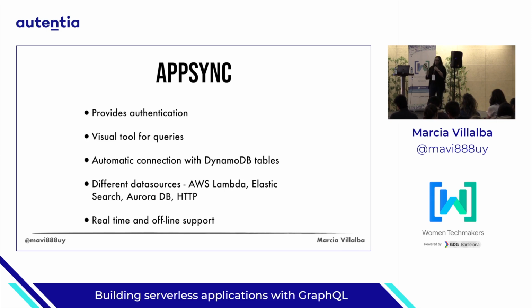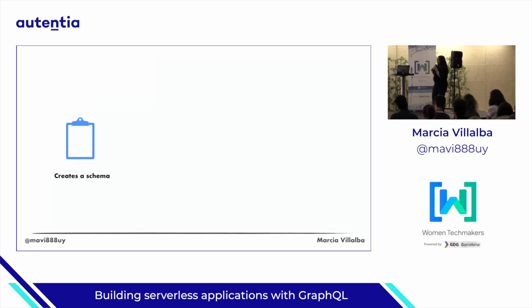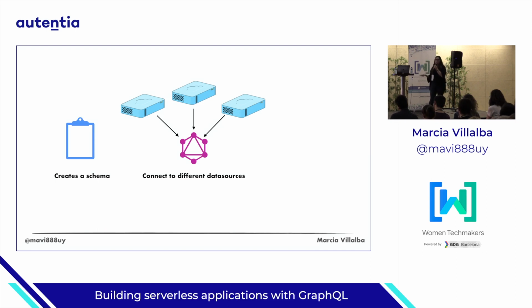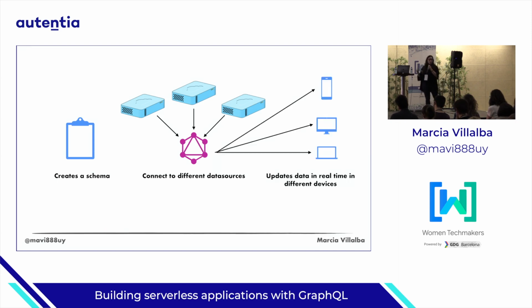It provides a visual tool for queries, so you can play with it without building a client. That's pretty neat, but I think that's available in all the platforms. It connects automatically out of the box with DynamoDB and very easily with other data sources from AWS. And if you want to use something that is not AWS, you can always do an HTTP call, and it works. So basically, it's the same steps as with the runtime: you create a schema, you connect it with different data sources, and voila, it works.